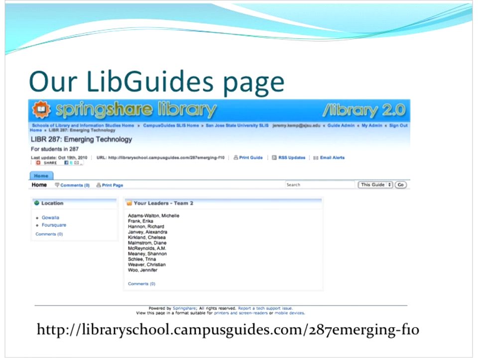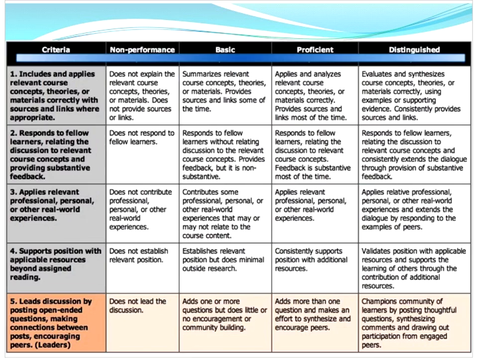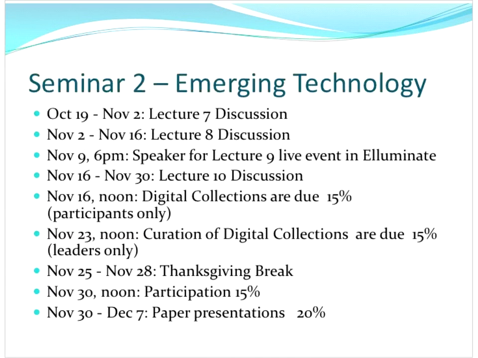Yeah, and honestly, I should say, I've never used this system, and some of you are experts, so I'm learning right here. Leaders will receive an email. All this information will be in the email. You visit libraryschool.campus guides, sign into the admin link, enter your email address, and I will use LIBR 287 for the password. And then you'll edit your account and change your password in the account. So this happens, you all are going to be taking those links out of the forum and arranging them here in the curated collection. Does anybody else have any questions about the collection?